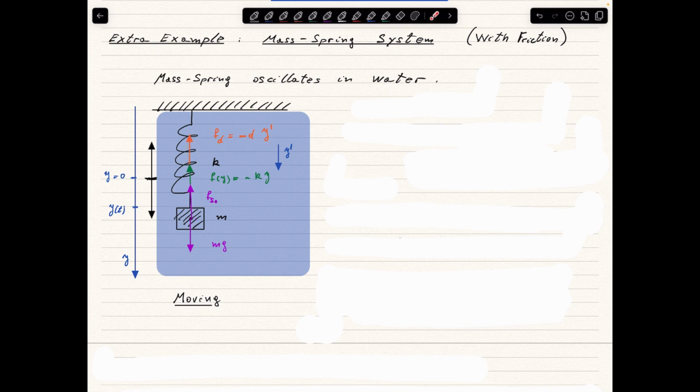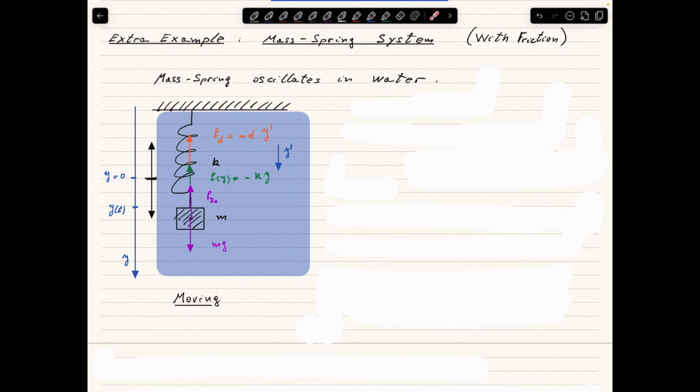And this force is due to the friction of the object with the water, and one can measure it, and it is in the opposite direction to the velocity. Recall, Hooke's law is in the opposite direction to the displacement. So if we are stretched, the force is upwards. If we are compressed, the force is downward. That is Hooke's law. But this force is in opposition to the velocity, so it depends on which direction the spring is moving.